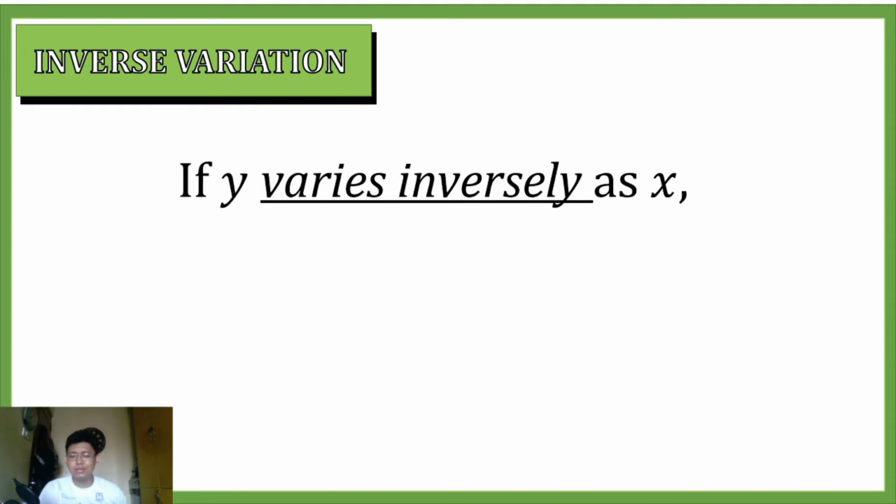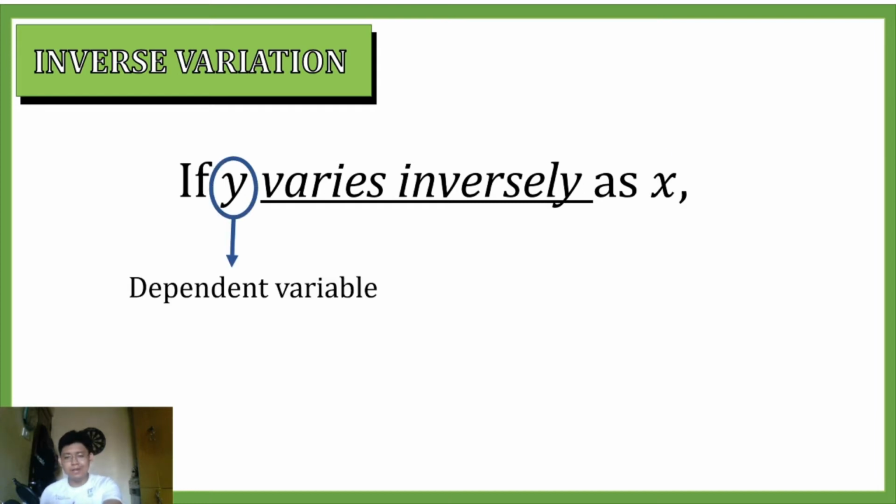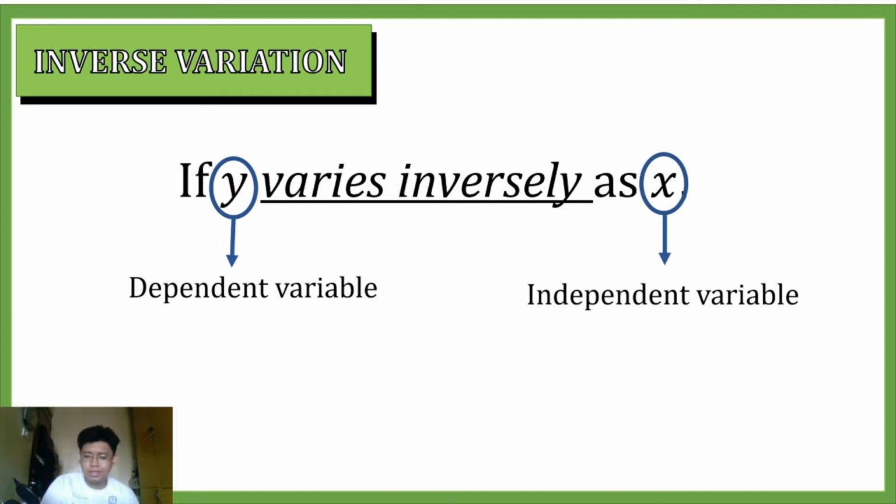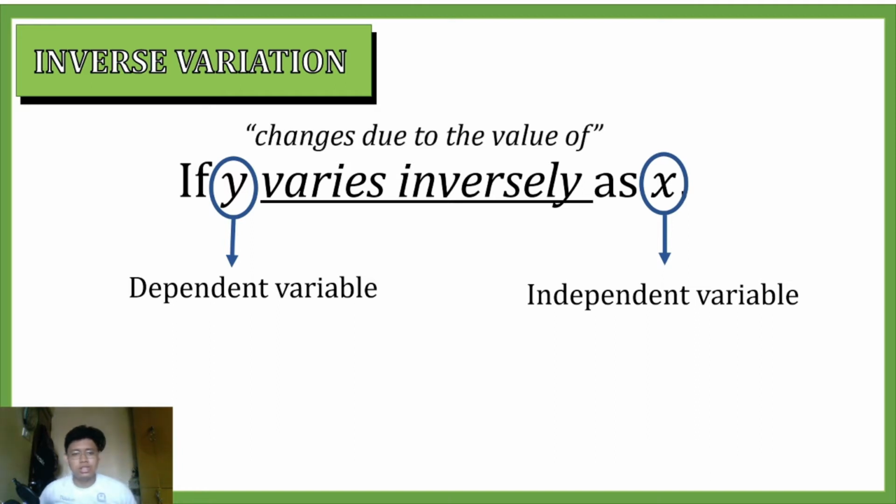Now in this case, we have two variables given. We have the dependent variable and we have the independent variable. So again, the words varies inversely can be translated as changes due to the value of the independent variable. So the dependent variable will change due to the value of the independent variable. This will be translated as y is equal to k over x.